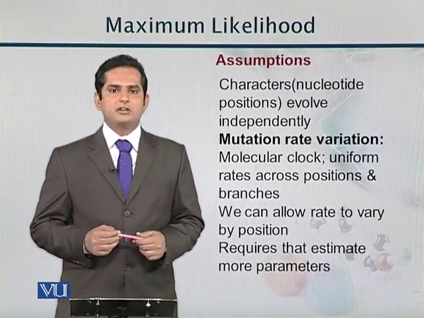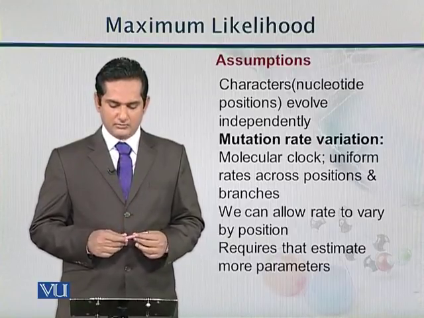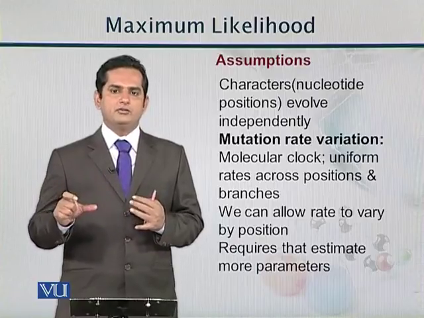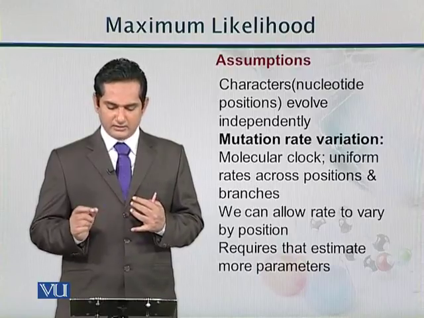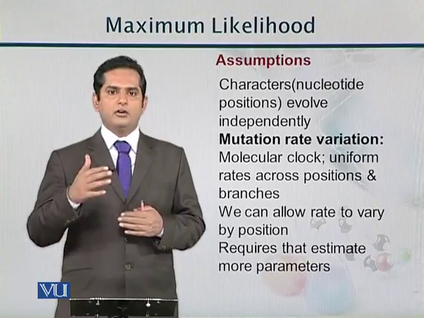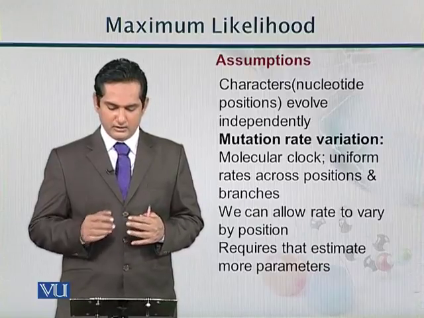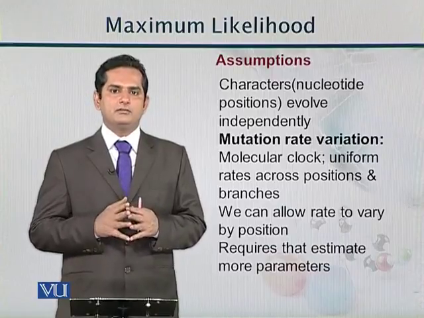So what are different assumptions when we are using maximum likelihood data? So our assumptions are that our characters or nucleotide positions, they are evolving independently. So there are several mutations available and that mutation rate is basically uniform across all the positions. And then we can allow rate to vary by positions, and that requires that we have to estimate more parameters.